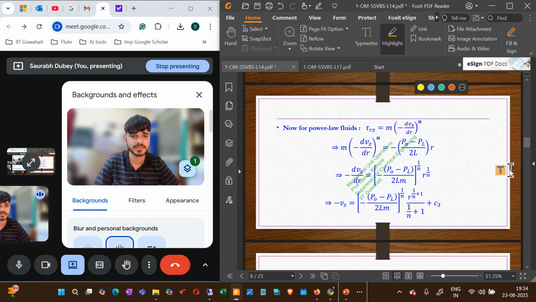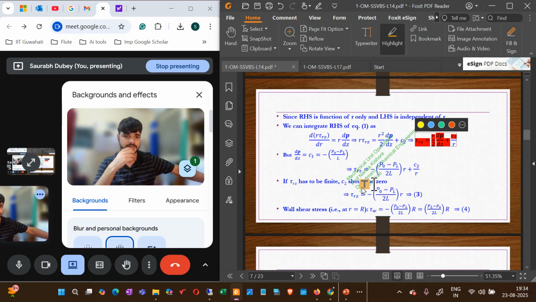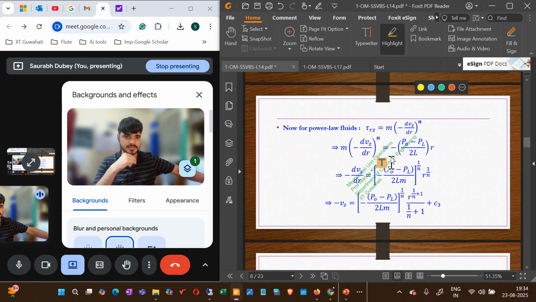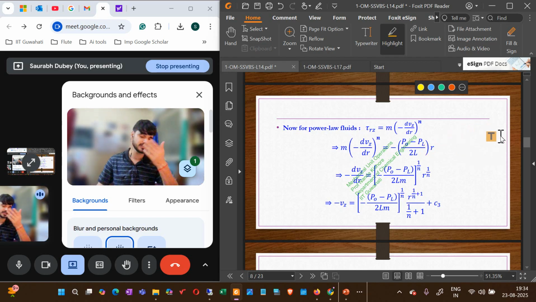Now if you see this, as you replace dp by this, tau rz equals minus P0 minus PL divided by 2L times r, which you derived here. I am going slowly for this particular lecture, but in the next 2 lectures I will be a bit fast because we have to cover the entire content and revise them. But here I am a bit slow.